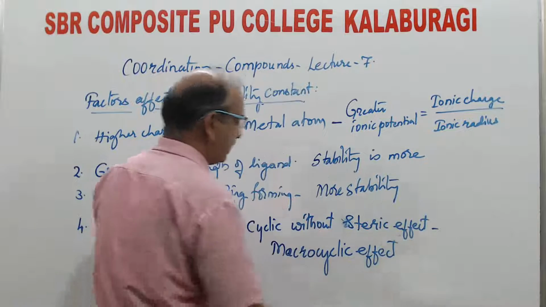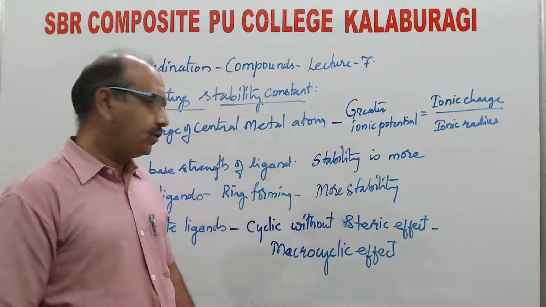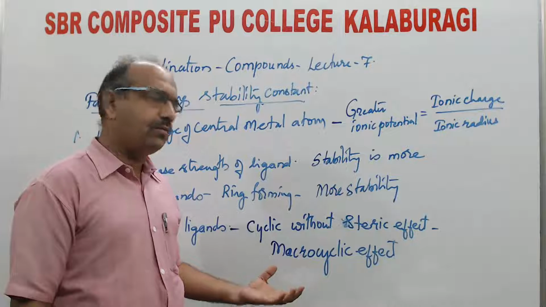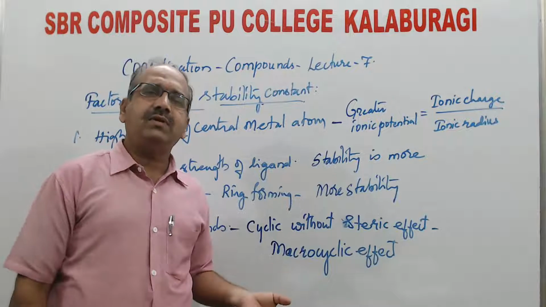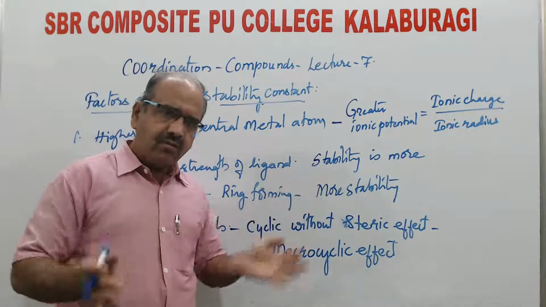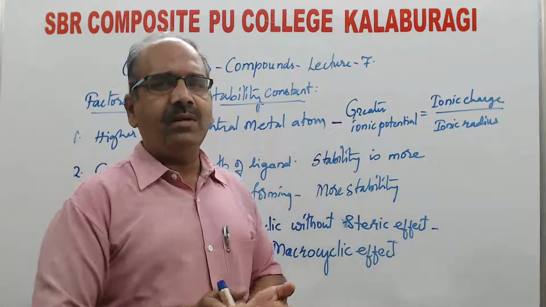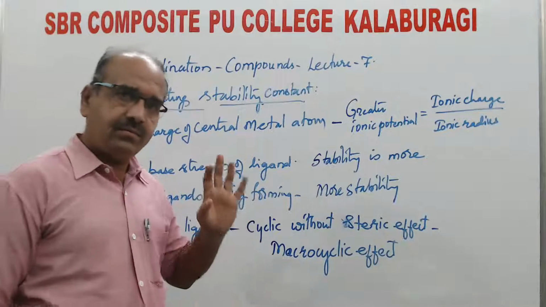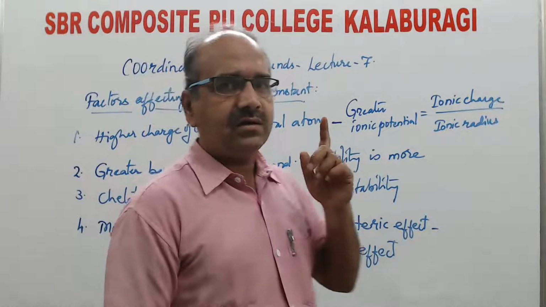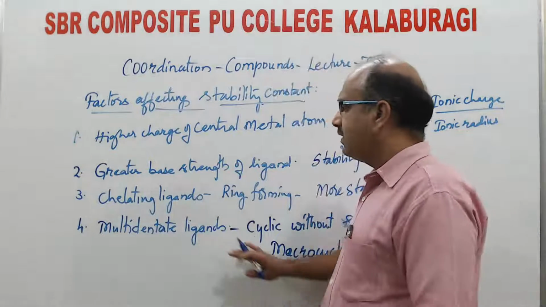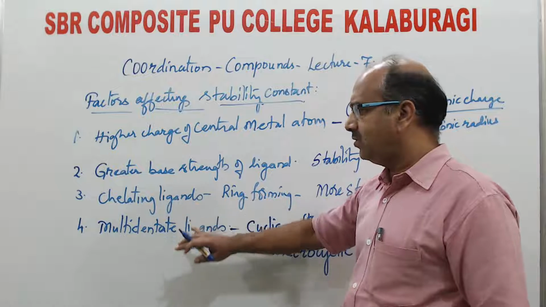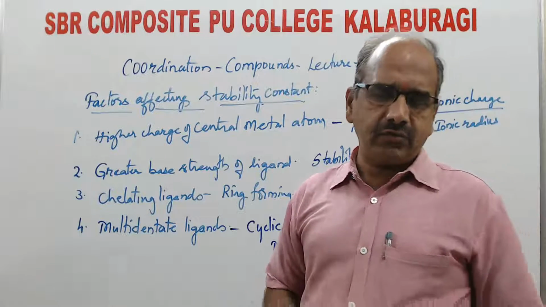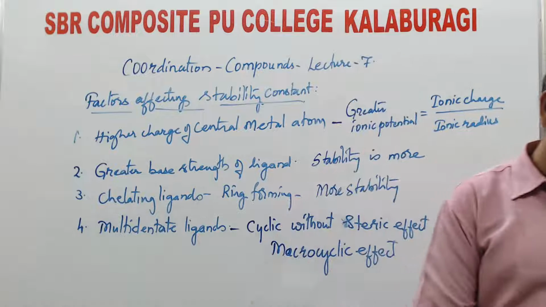Macro means there are many ligands which are going to bond with the central metal atom. That's why the word macro, and almost it's going to be cyclic in form, that's why macrocyclic effect. This is not a chelating ligand, but even without chelating nature, it is able to form a strong bond, and that gives rise to stability in the molecule.